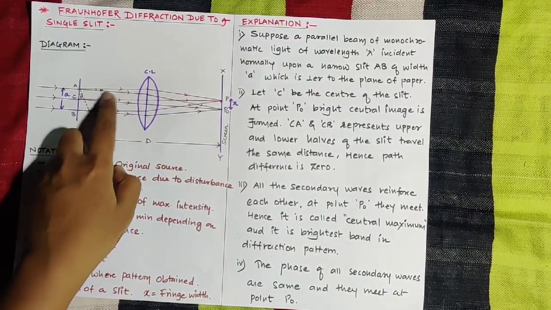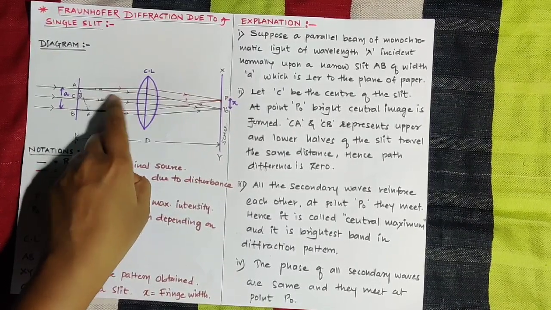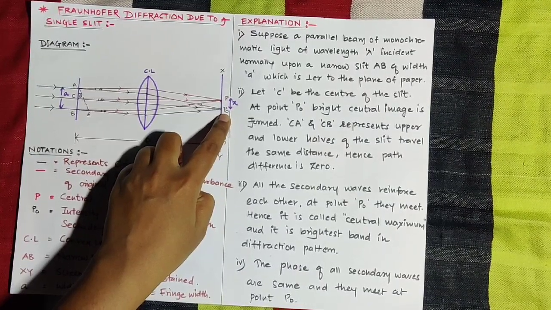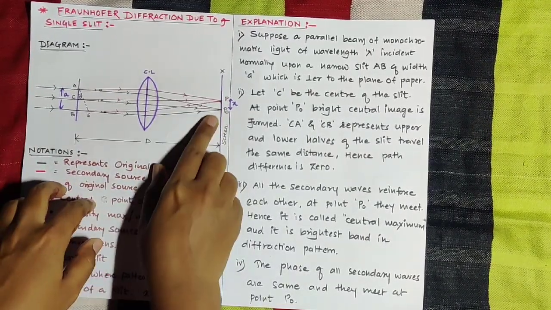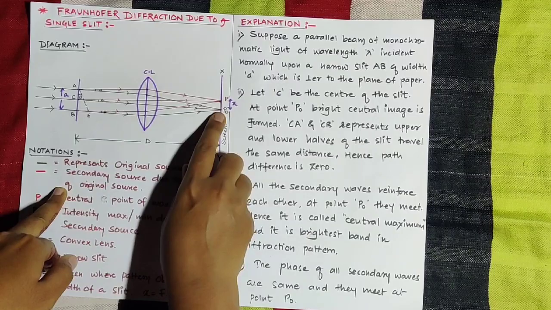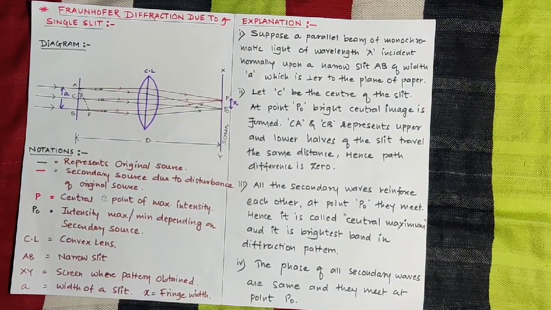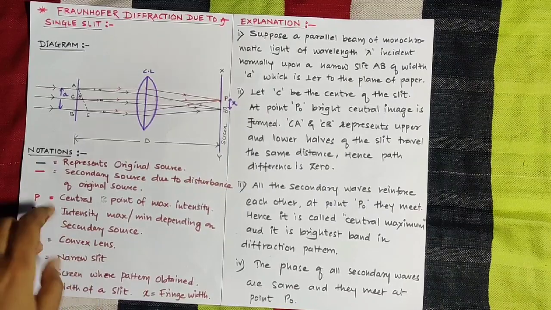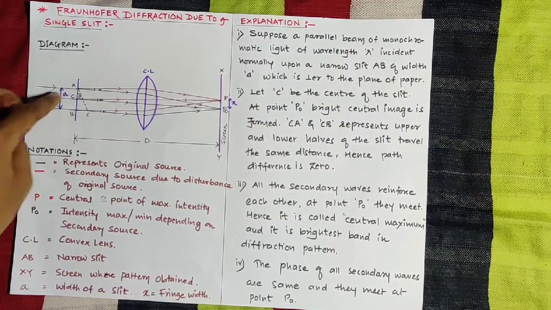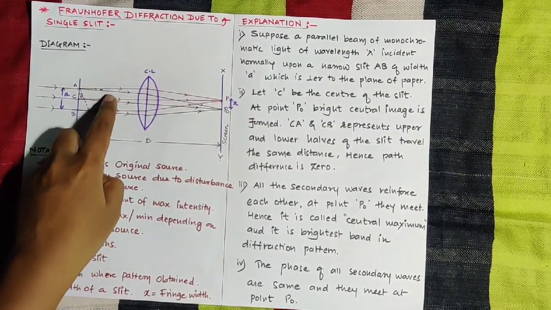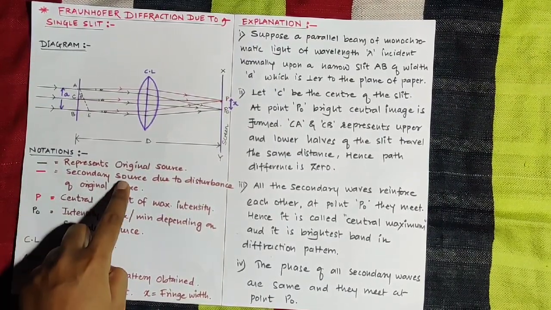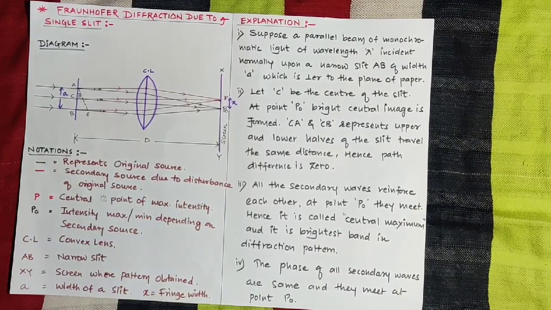But when you consider this black line, these are focused at the point P0, where P0 is called the central point. Why? Because this central point P0 is lying along the center of the slit AB, and because of that P0 is called the central maximum point. Okay, so see the notations. That black line represents the original source, but after this narrow slit AB, this black line represents the disturbance of secondary sources. Again this red line is nothing but a secondary source due to the disturbance of the original source.